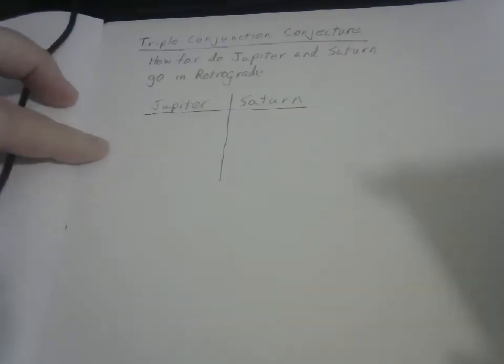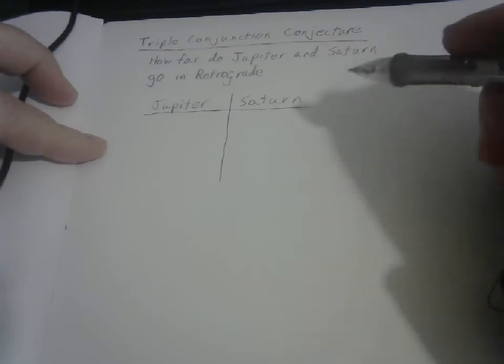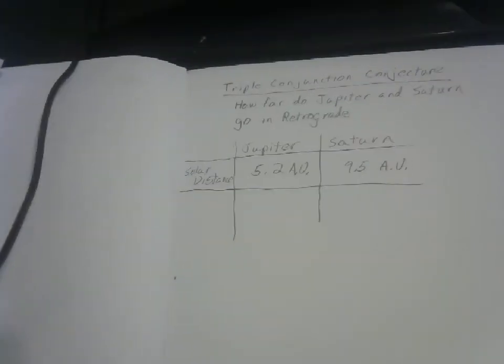Jonathan Doolin here. I am working on my triple conjunction conjecture, and I wanted to find out how far Jupiter and Saturn go in retrograde. So I think I need a certain amount of data, and for Jupiter and Saturn, first their distance from the Sun, and I've looked those up on Wikipedia and found those to be 5.2 astronomical units and 9.5 astronomical units.